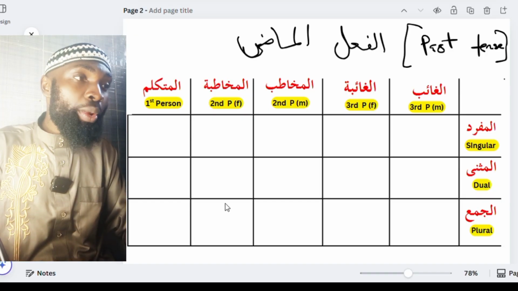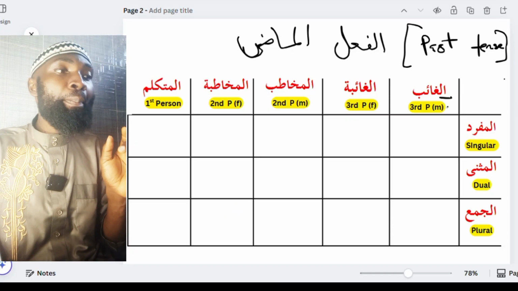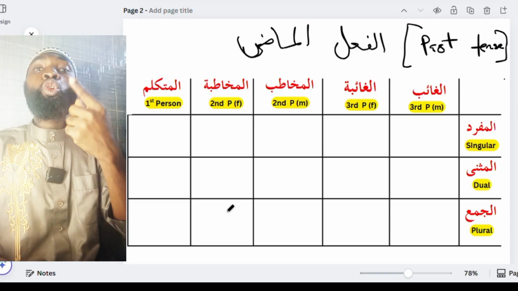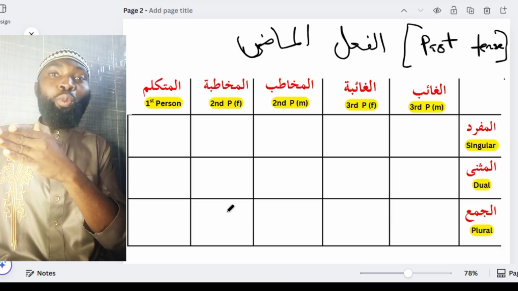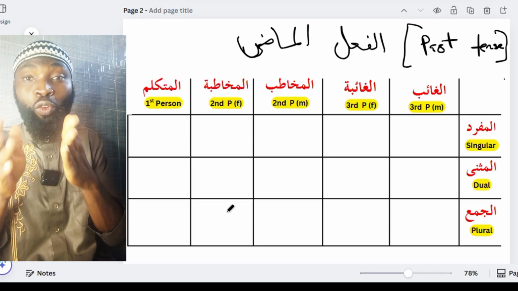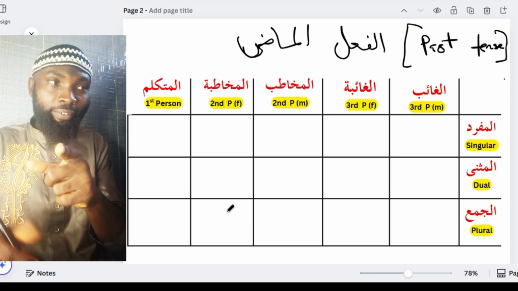The first thing we have here is al-ghaib. What is al-ghaib? It means third person male. Who is a third person? The person you are speaking about. You have someone on the side. You are telling me about this person. How do you form this verb? If this person is a male, how do you form the verb?